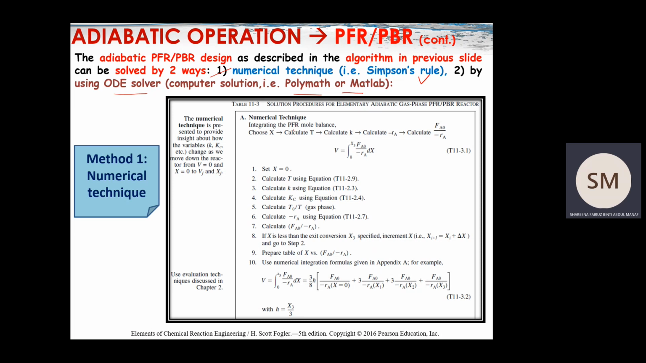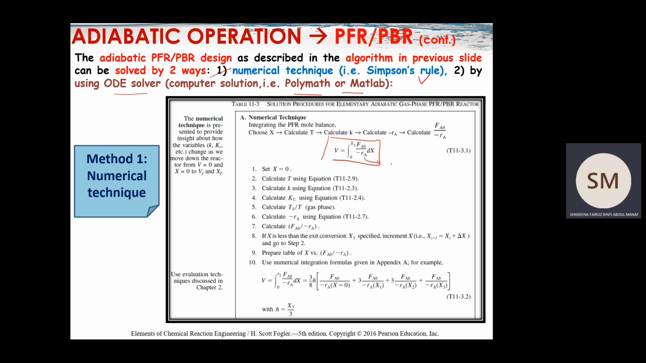So let's say this is the volume for the PFR. First you have to choose X, and then you calculate T, and then calculate K, and then calculate negative RA, and calculate the FA naught over negative RA. So this would be the sequence. Because look at this equation first, we don't have the value of FA naught over negative RA, so we have to do it backward.